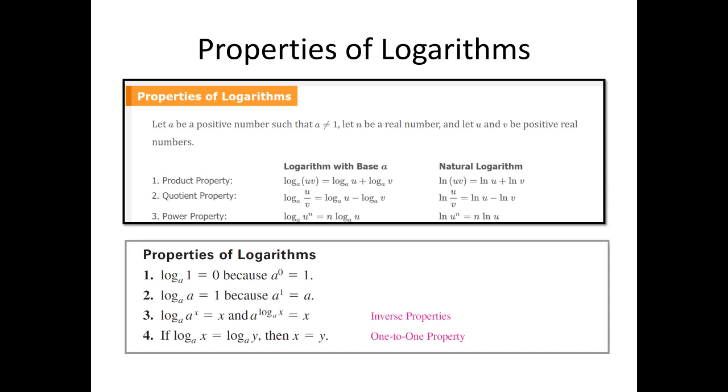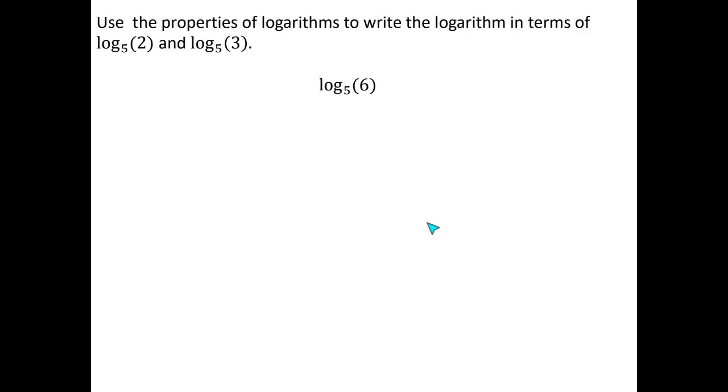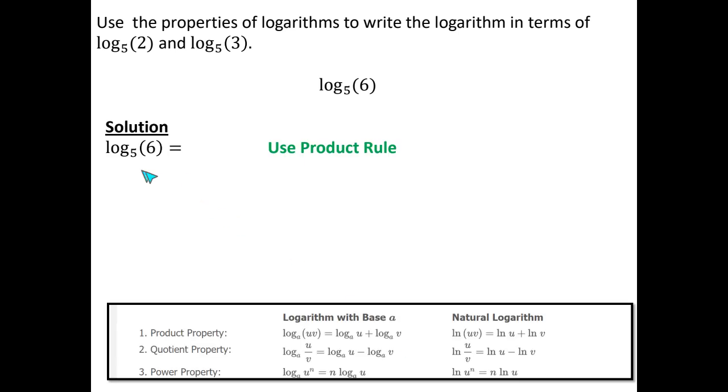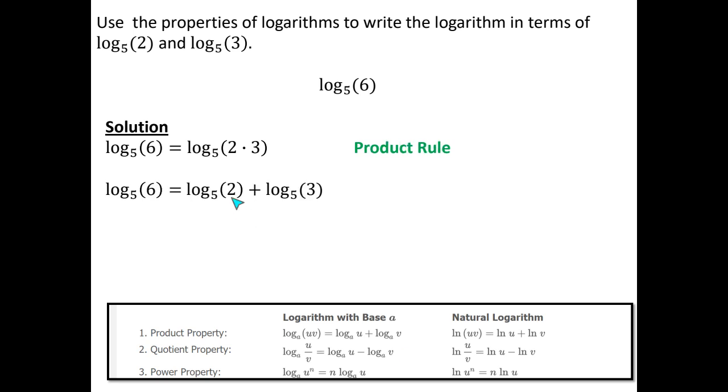Okay, so here it says that we want to take log base 5 of 6 and rewrite it in terms of log base 5 of 2 and log base 5 of 3. The first thing we can do is use the product rule. The number 6 we can write as 2 times 3. Since I'm multiplying, I can separate it with addition. And so I would end up with log base 5 of 2 plus log base 5 of 3.